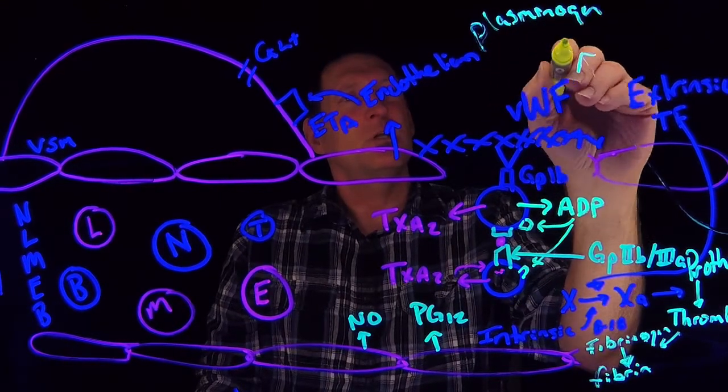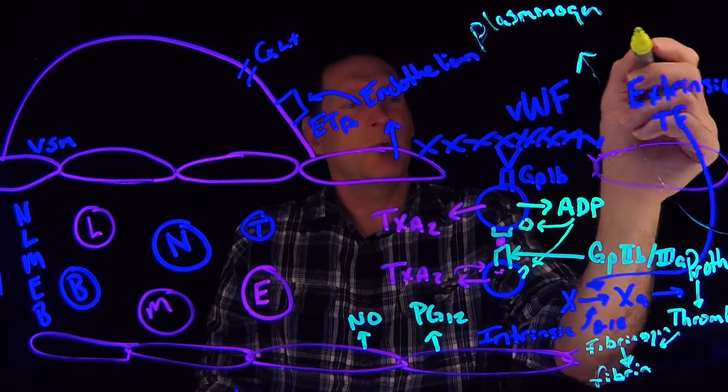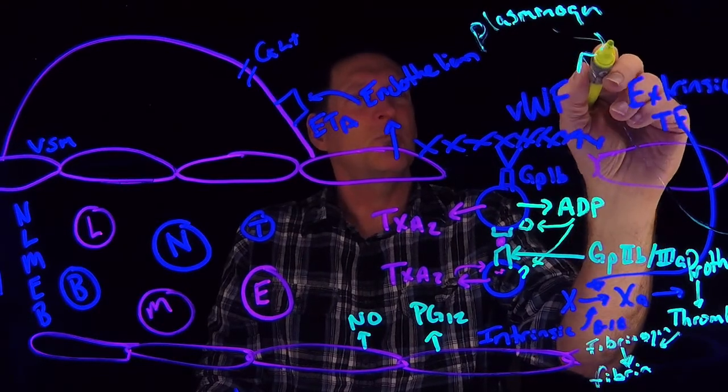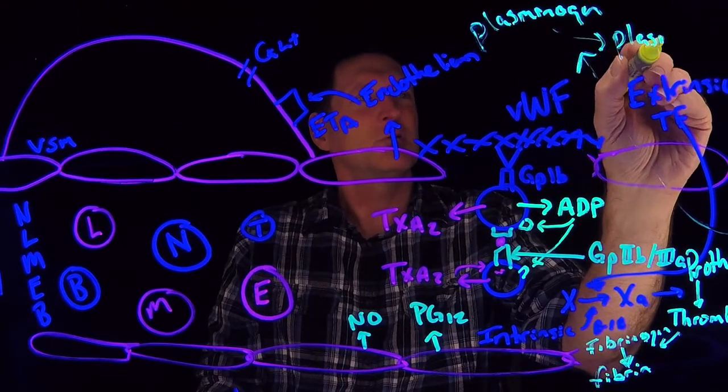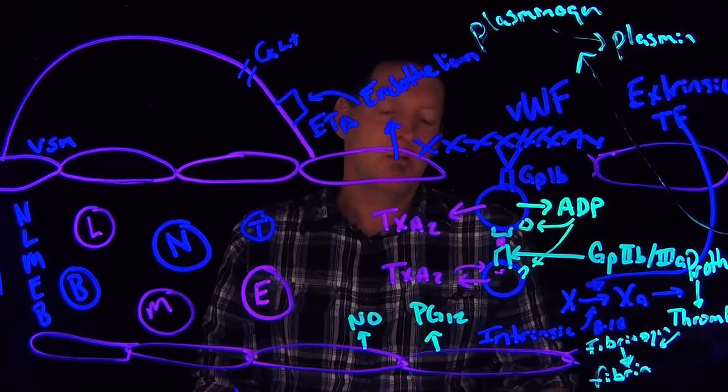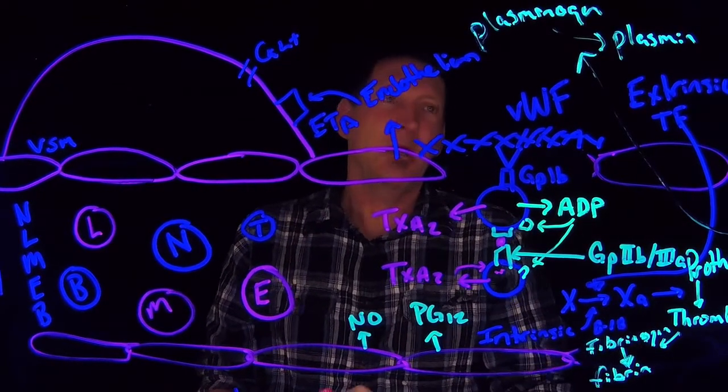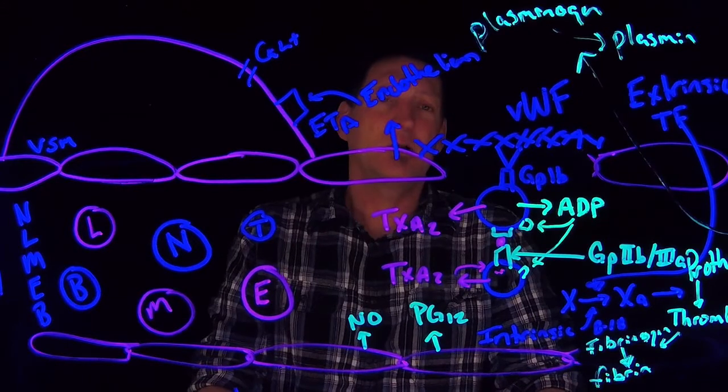And plasminogen is converted by thrombin into a molecule called plasmin. And what plasmin is going to do is it's going to seed itself into this clot, because plasmin is actually going to degrade the clot.